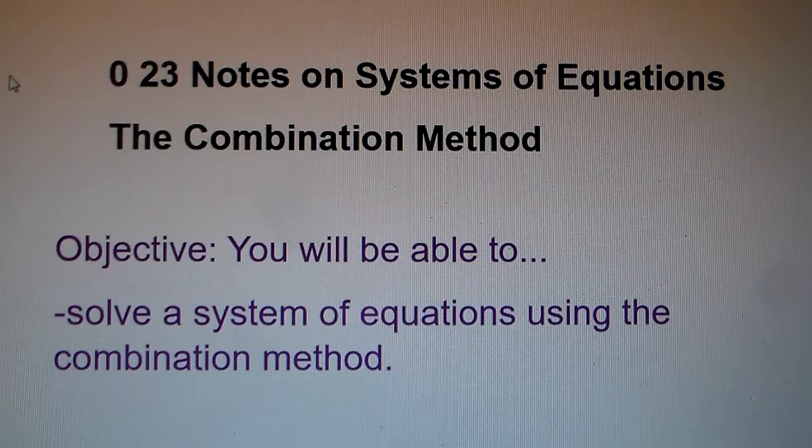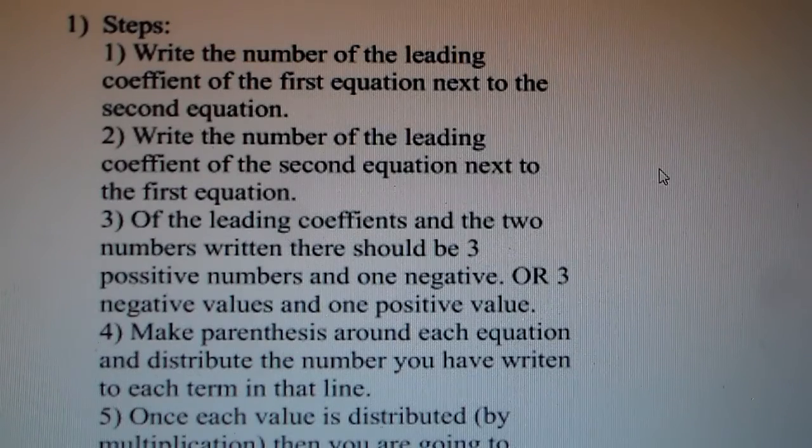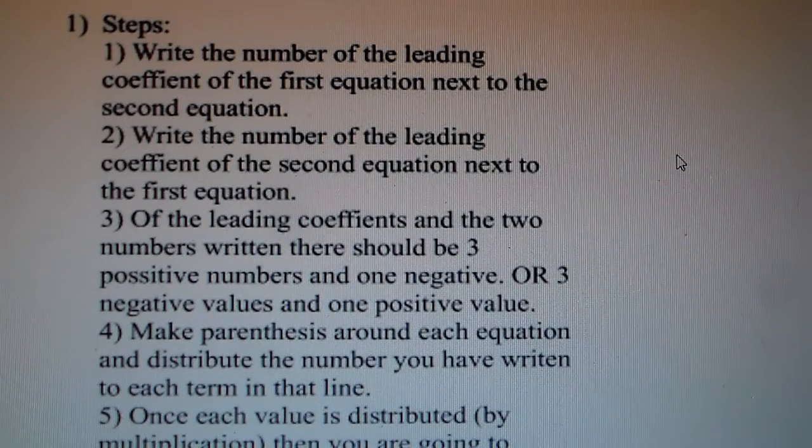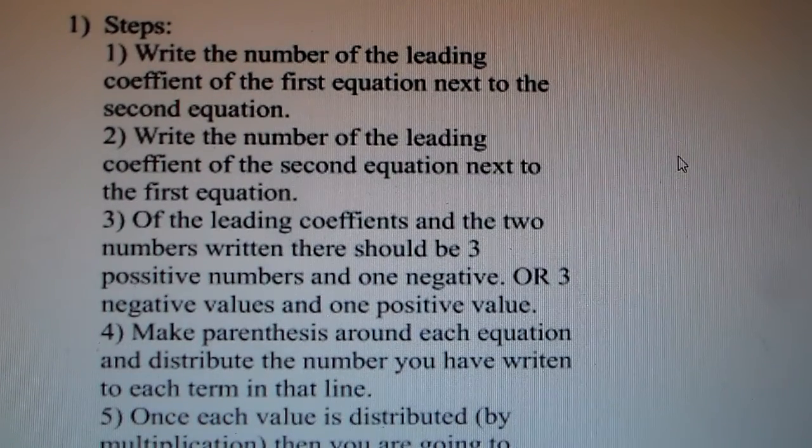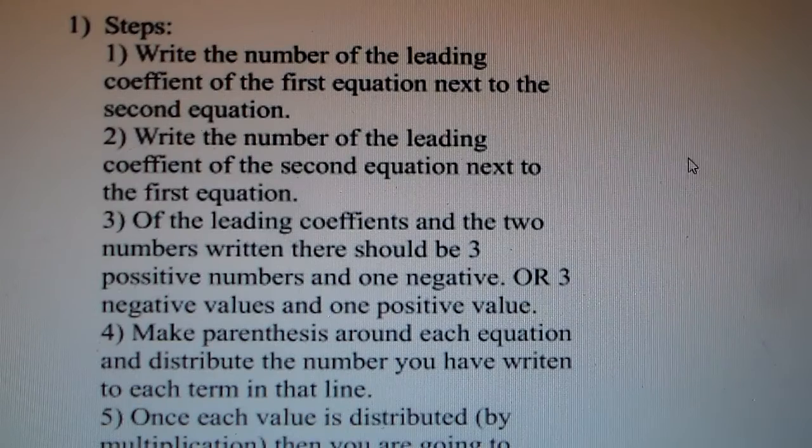Alright, this is 023 notes on systems of equations, the combination method. Objective: you'll be able to solve a system of equations by using the combination method. Here are your steps. You can hit the pause button and copy these down, but I'll read them out to you.